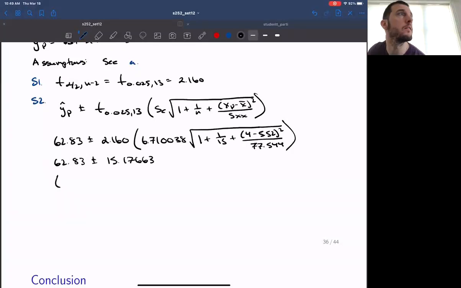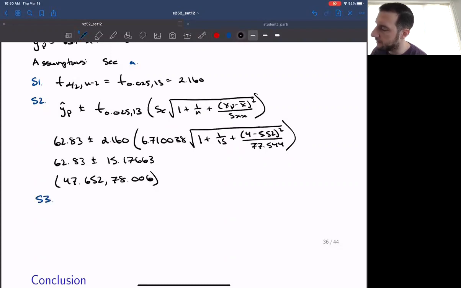Okay, and then this is going to give us 47.652 to 78.006. All right, so that gives us 47.652 to 78.006.